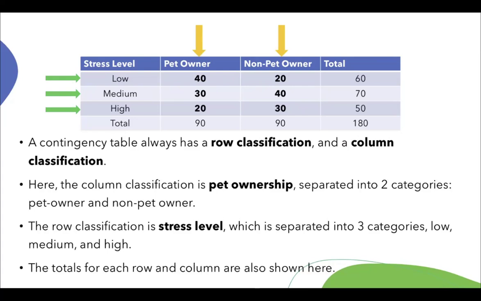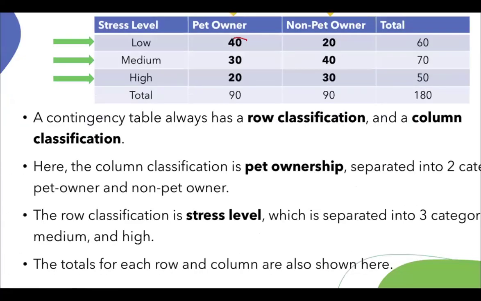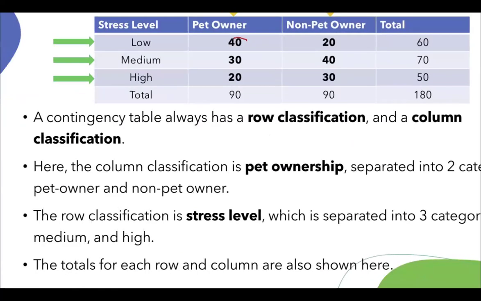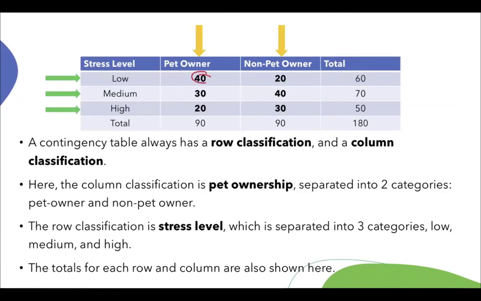The totals for each row and column are also shown here. So while 40 and 20 are observed frequencies, the total, or the sum of those two numbers, is also shown on this table. 30 and 40 are observed frequencies, and the total of those two frequencies is also shown here, 70. And so we have totals here and here.